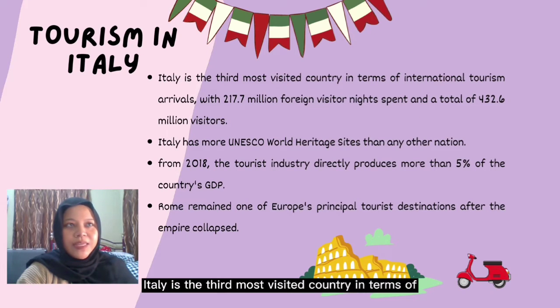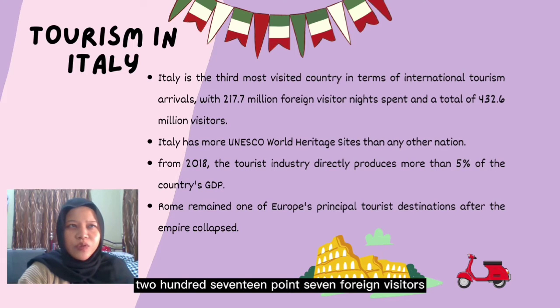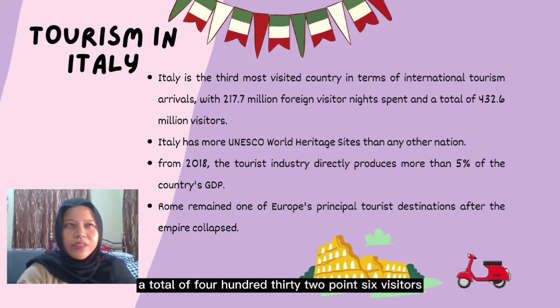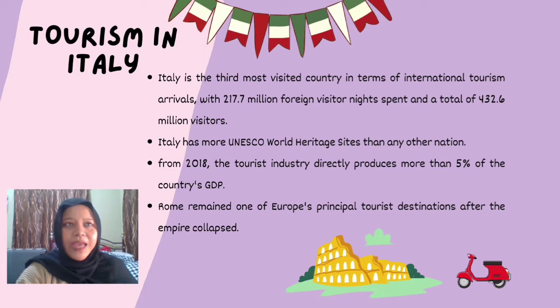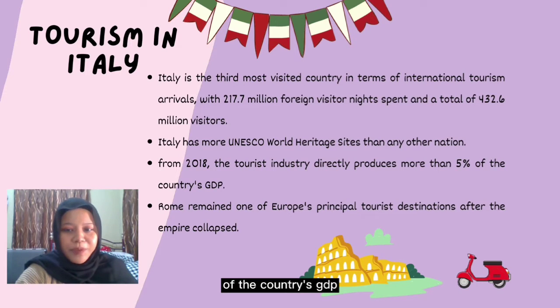According to ANIT, Italy is the third most visited country in terms of international tourism arrival, with 217.7 million foreign visitor nights spent and a total of 432.6 million visitors. Additionally, Italy has more UNESCO World Heritage Sites than any other nation, and according to Bank of Italy estimates from 2018, the tourist industry directly produced more than 5% of the country's GDP.